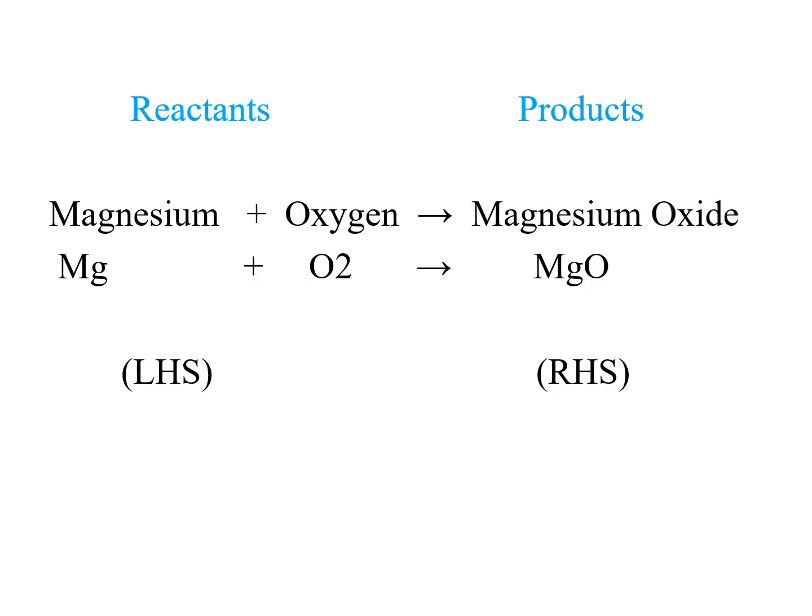Here you can see both the word equation as well as the equation which uses chemical formulas for the reactants and the products. Which one do you feel is more concise?